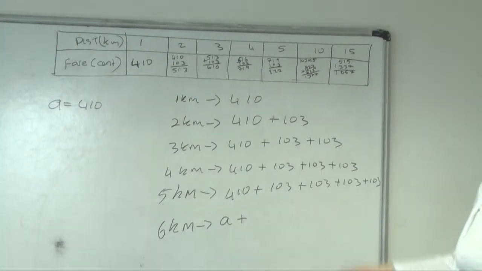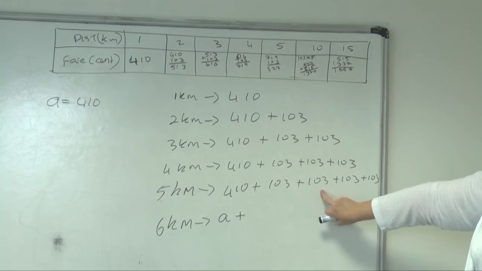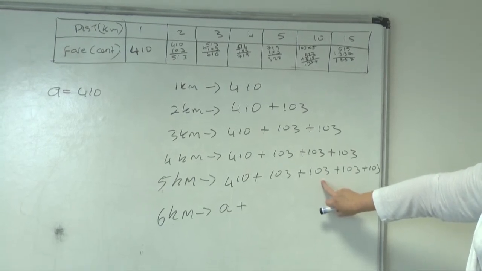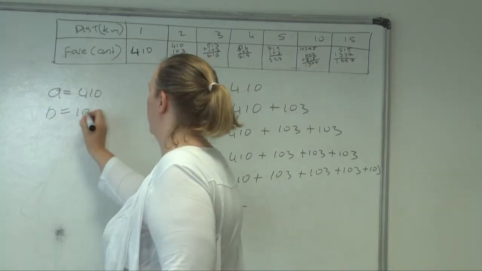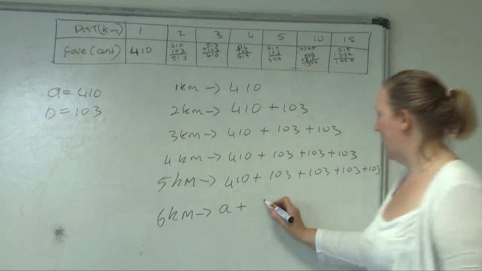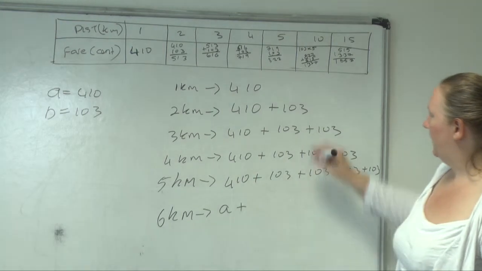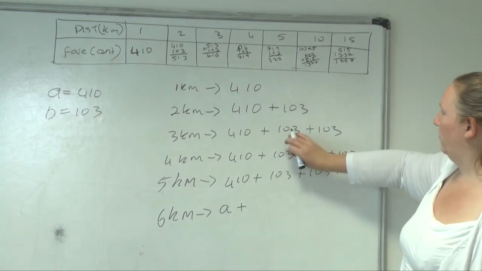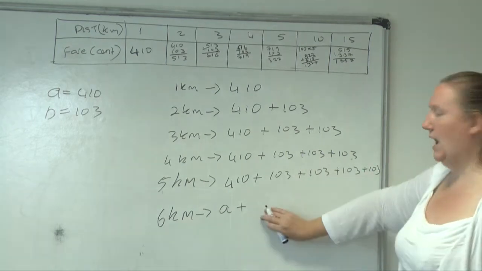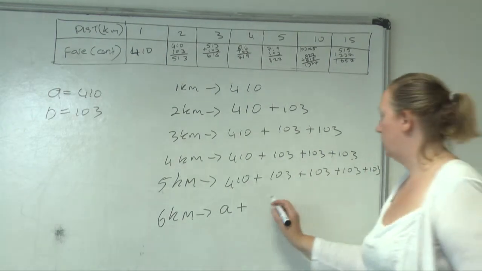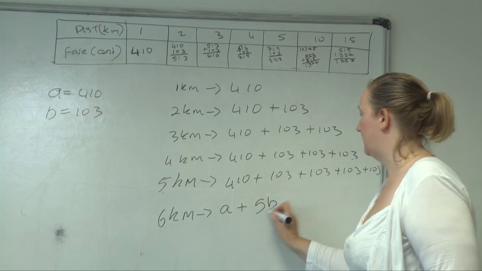What else repeats? The 103. That's there every single time, so you can call that B. Okay, so it's A plus. Now, here it was 1B, here it was 2, here it was 3, here it was 4. How many is going to be here? 5. So it's going to be 5 B's.